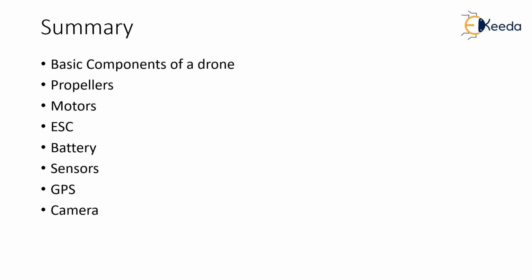The current lecture intends to give you an overview of the main components of the drone. They are propellers, motors, ESC, battery, sensors, GPS, and camera. The selection and the physics behind these components will be further discussed in the upcoming chapters in the course.